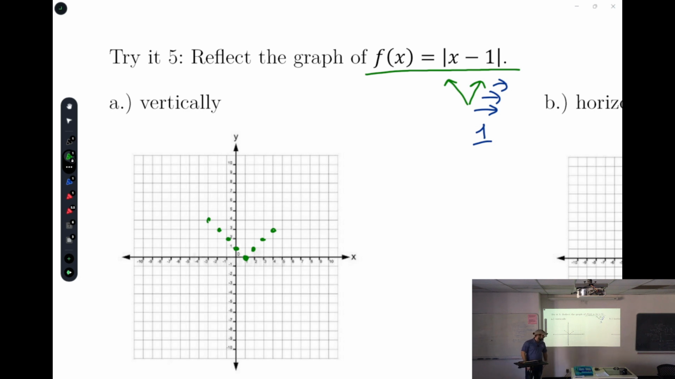I don't have anything. I thought I would have something to draw it with.